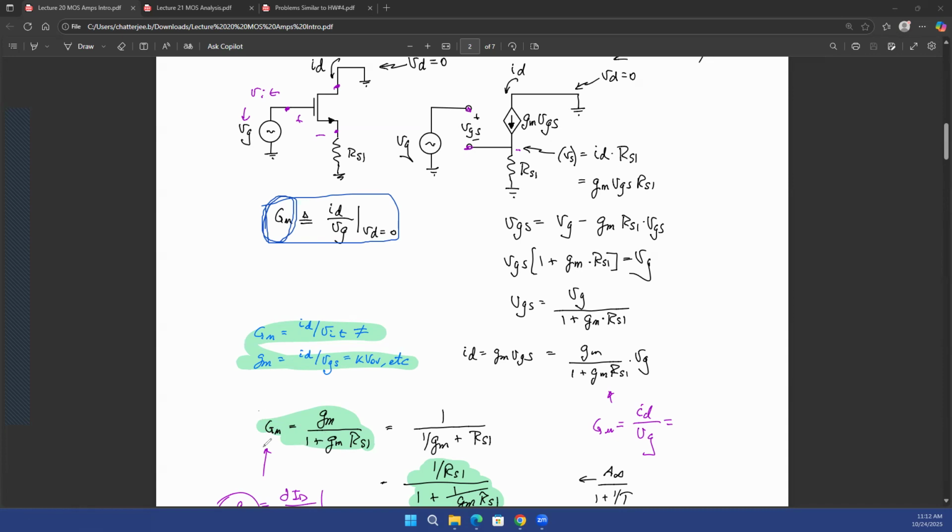All right. So what did we find out? That the GM of the whole circuit is the GM of the MOSFET divided by 1 plus GMRS. That you have a degeneration in GM because of that source resistance RS.